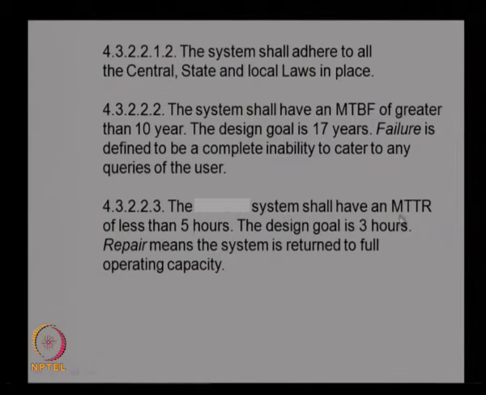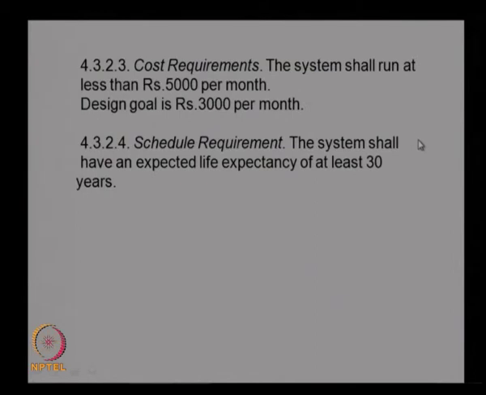The system shall have an MTTR of less than 5 hours, the design goal is 3 hours. Repair means the system is returned to full operating capacity. So, within 3 hours or within 5 hours the system should be able to be brought to the normal operating modes. The cost requirements: the system shall run at less than rupees 5,000 per month, the design goal is rupees 3,000 per month. In the schedule requirement, the system shall have an expected life expectancy of at least 30 years, that is the life expectancy requirement.